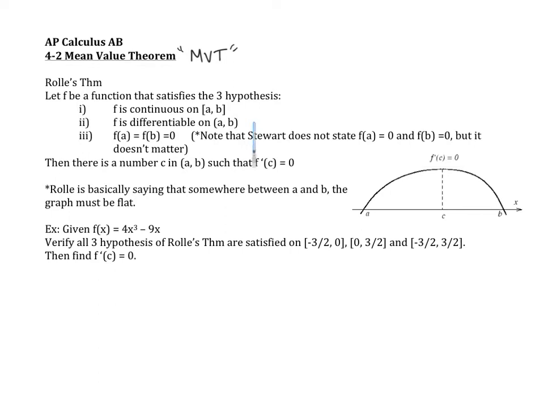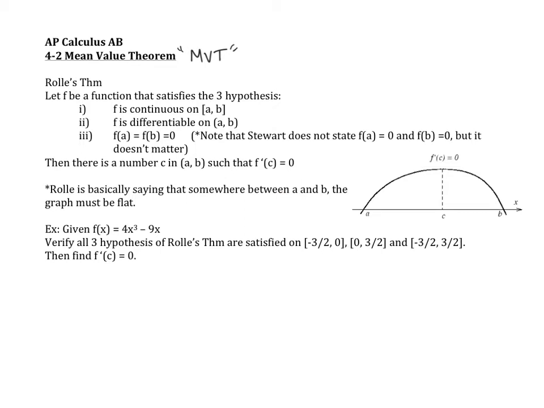In the Stewart calculus book, he does not state that f(a) and f(b) equal 0, but it really doesn't matter. Most books do state that they need to equal 0, but as long as they are equal to each other, that's the concern here. Then there is a number c in the open interval (a, b) such that f prime of c equals 0.